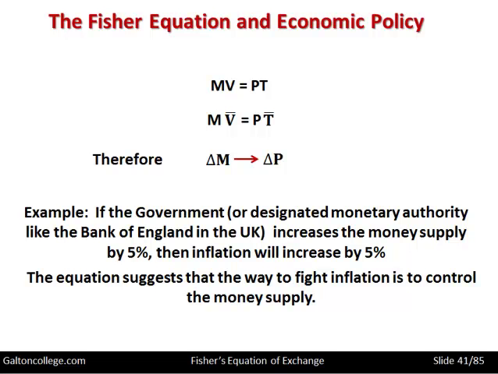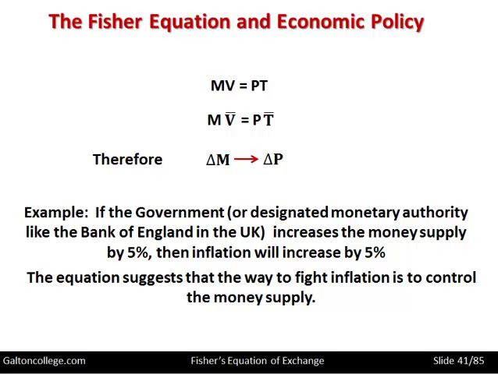So, V and T are constants. So any change in M must lead to a change in P. For example, if the government or some designated monetary authority, like, say, the Bank of England in the UK, increases the money supply by 5%, then inflation will increase by 5%, because the money supply has gone up. Delta M, the change in M, the little triangle is known as delta, delta M leads to delta P, change in P. So, if the money supply increases by 5%, then P will increase by 5%. In other words, inflation will increase by 5%.